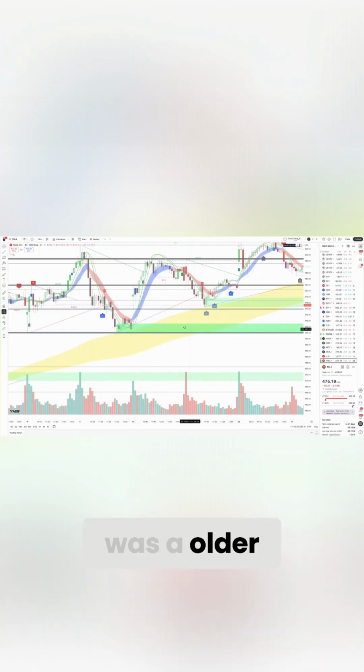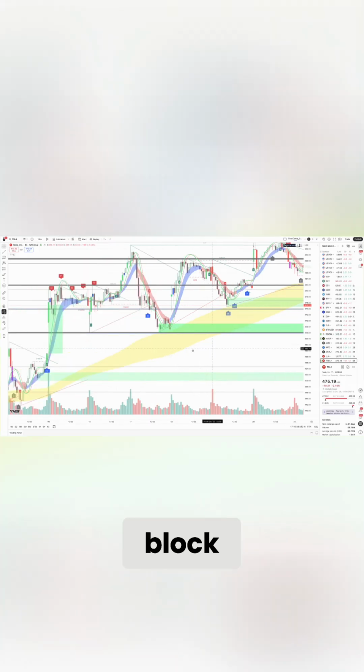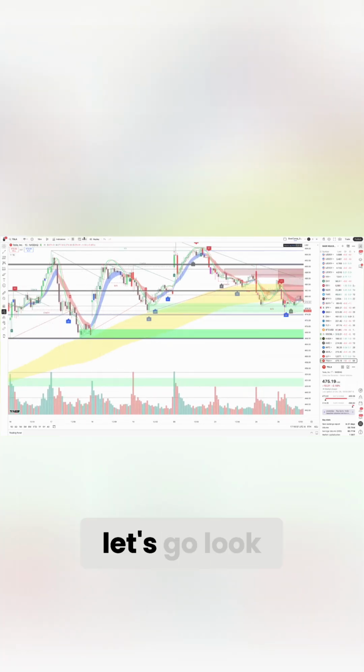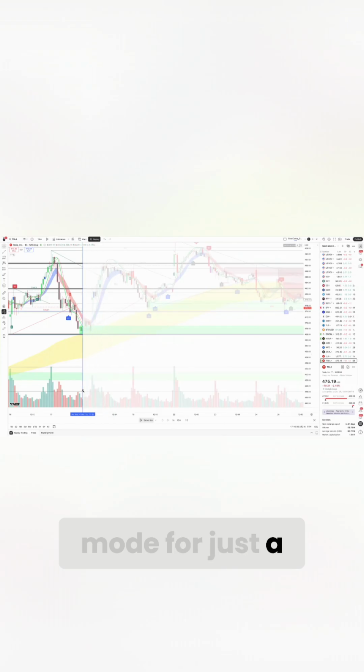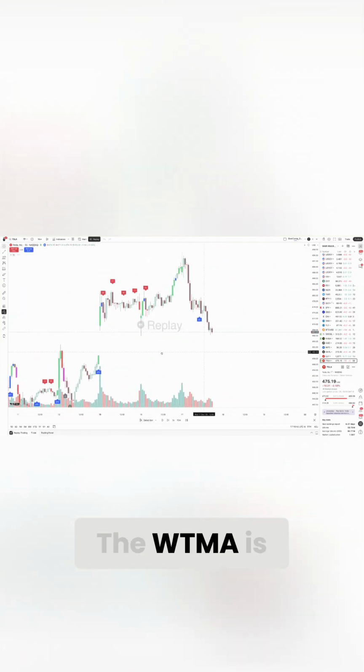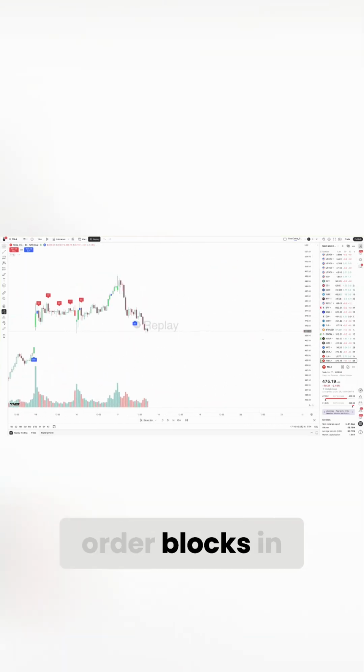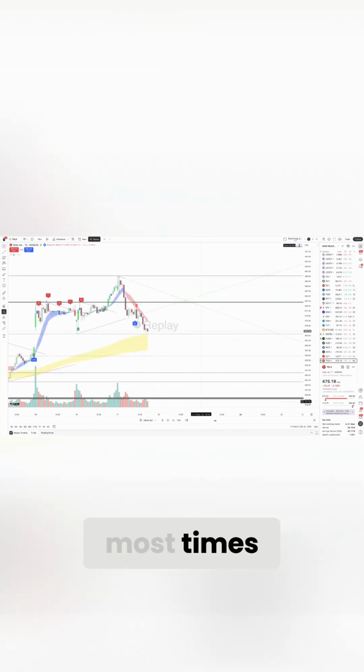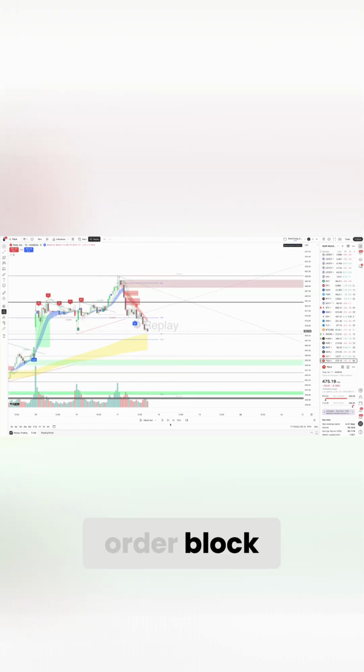So say if this was an older swing order block, because I'm not sure if the WTMA beat it. Let's go look and see right quick. I'll go in replay mode for just a second. The WTMA is faster than order blocks most times. So it'll show you that they've moved money and bought a stock before the order block even shows up and tells everybody else, right? So other traders that trade with order blocks like us, they'll see these same order blocks, but they can only see this order block once you get a change of character and once certain things happen and stuff like that.